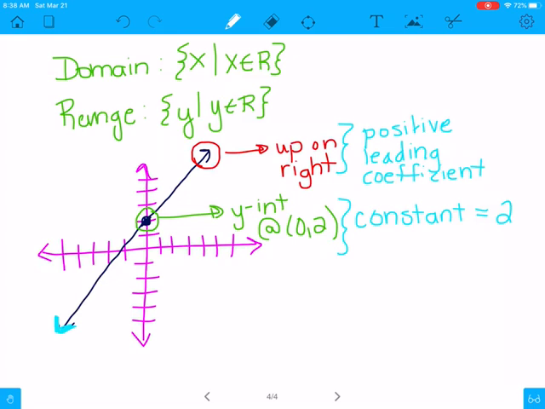How do you know it's linear? This is linear, which is degree 1. How do I know that? It's a straight line with no bumps. That's it. Straight line. No bumps.